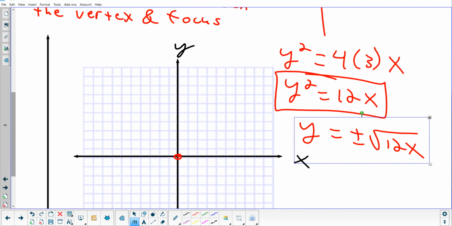So we've got our vertex. We've got our focus. Can somebody give me an x value? I mean, you can technically pick all kinds of x values. But I'd like to pick an x value where I can do the answer in my head. What would be a good x value to plug into this formula that makes it easy to do it? 3? Yeah, if you plug in 3, 12 times 3 is 36. And what's the square root of 36? 6 and -6. All right, so we get (3, 6) and (3, -6).